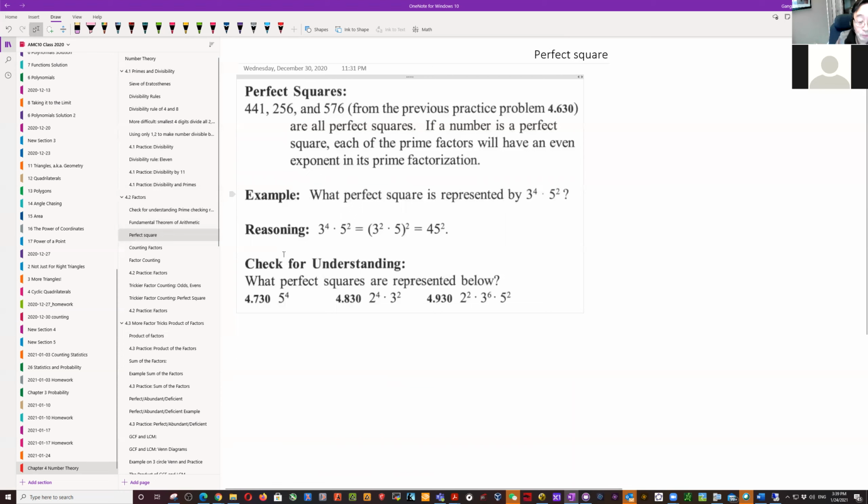And also the perfect square. The prime factorization of a perfect square has to have an even index on every prime factor. This is the only way to be a perfect square.